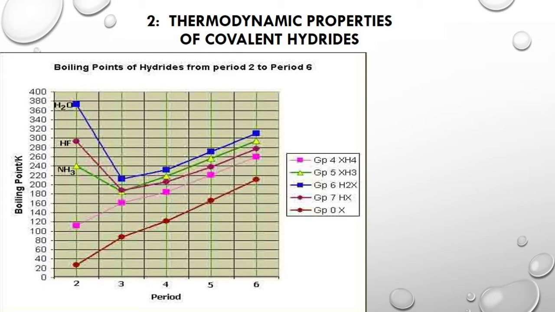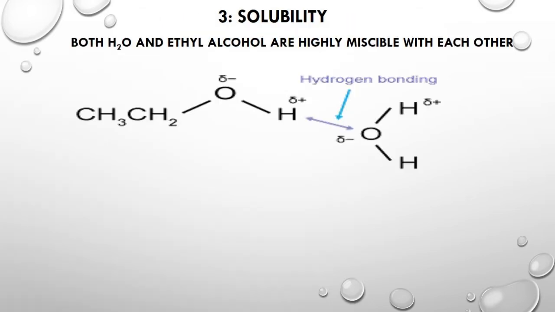H2O has a higher boiling point than HF, although fluorine is more electronegative than oxygen. It is because HF can make only one hydrogen bond per molecule due to the presence of one hydrogen atom, while H2O can form two hydrogen bonds per molecule because it has two hydrogen atoms and two lone pairs of electrons. Due to strong hydrogen bonding in H2O, its boiling point is greater than HF.